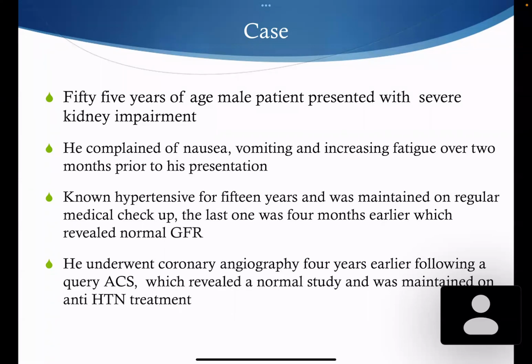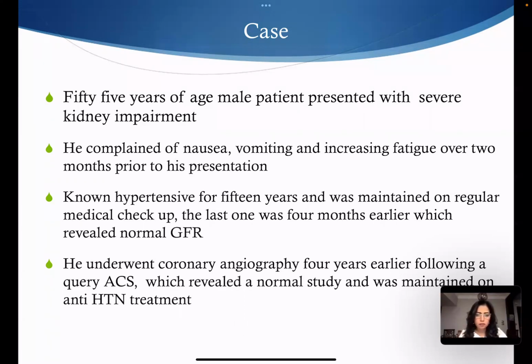He complained of nausea, vomiting, increasing fatigue over the 2 months prior to his presentation. He has been non-hypertensive for 15 years and was maintained on regular medical checkups. His last one was 4 months earlier and revealed a normal GFR. So initially we have a patient with AKI. He had a previous normal renal function just 4 months ago.